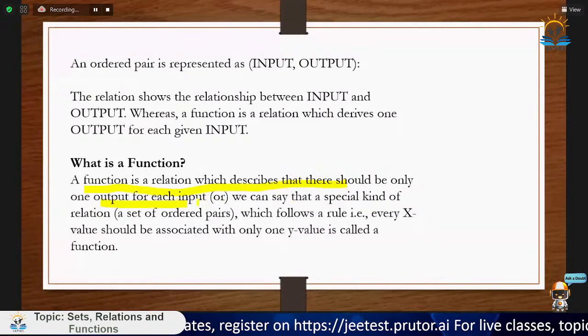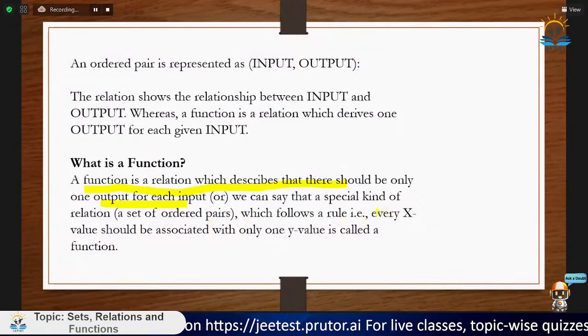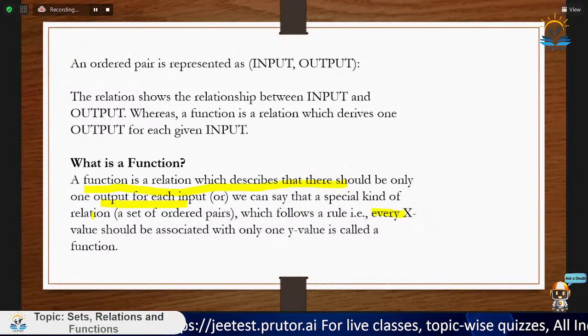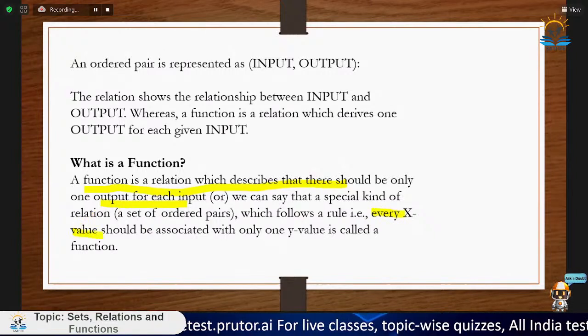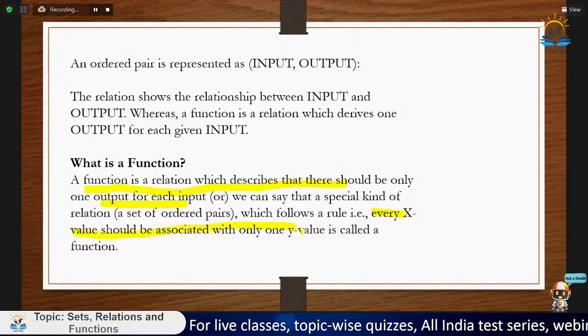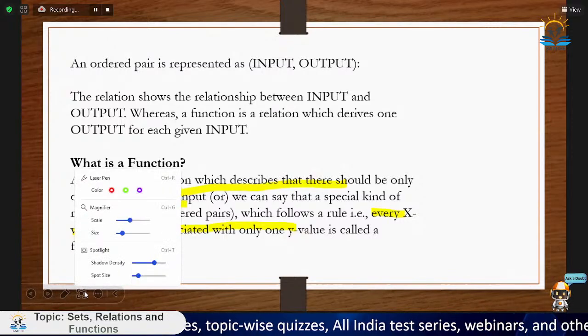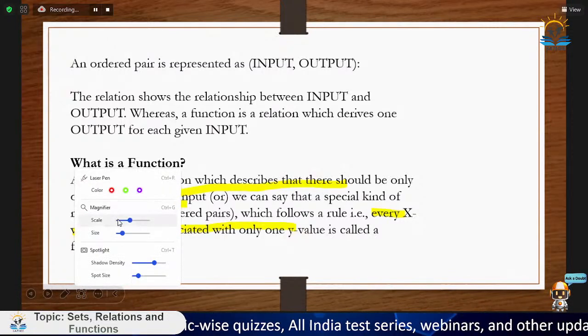Or we can say that a function is a special kind of relation, a set of ordered pairs which follows a rule that every x value should be associated with only one y value. Got it? So this is the main thing behind the logic of functions. So I hope you got it. So let me move ahead.